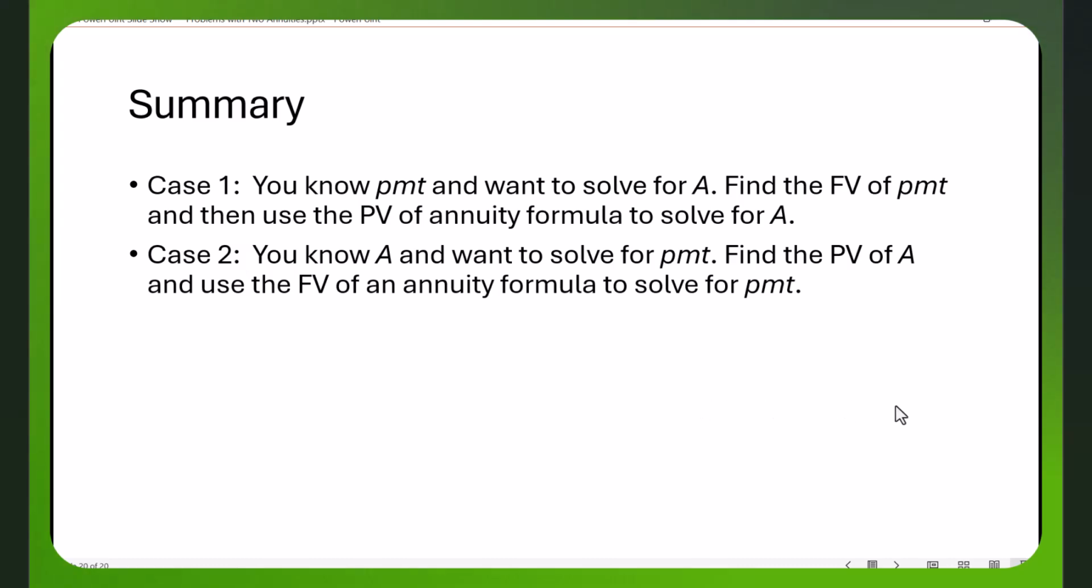So just a summary here, okay? If you know PMT and you want to solve for A, find the future value of the PMT and then use the present value of the annuity formula to solve for A. For case 2, if you know A and you want to solve for PMT, find the present value of A and then use the future value of an annuity formula to solve for PMT.